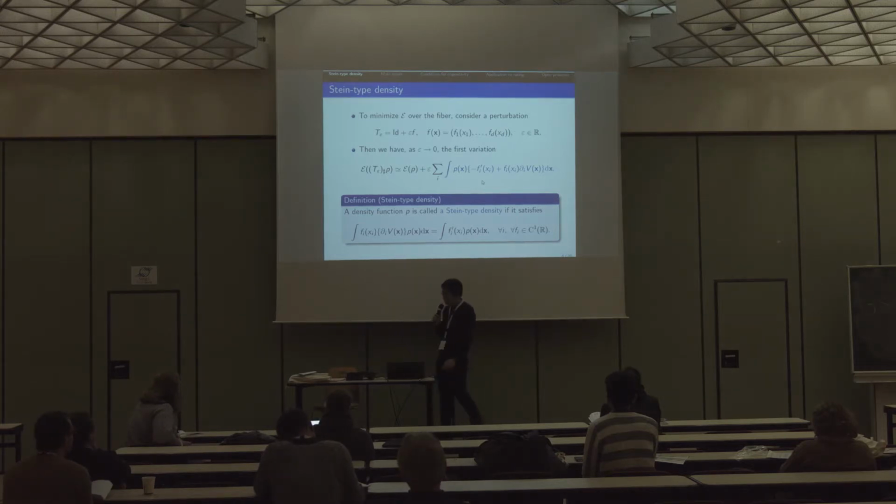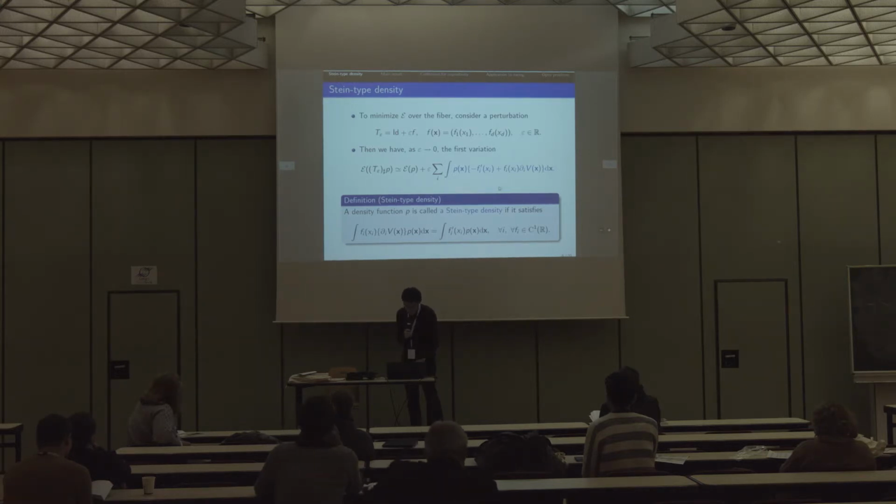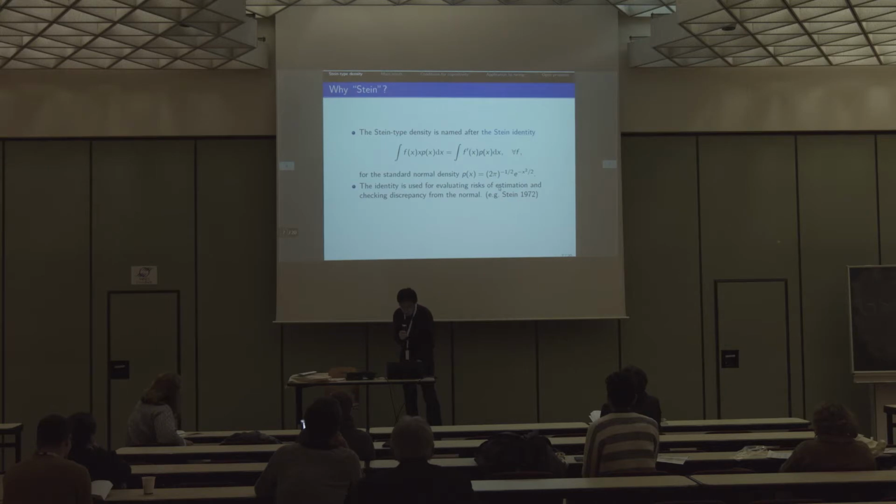Now we define the Stein type density. A density function P is called a Stein type density if it satisfies this equality. This is the first variation. And the Stein type density is named after the Stein identity, which characterizes the standard normal density function. And this identity is used for evaluating risk of estimation and checking discrepancy from the normal distribution.